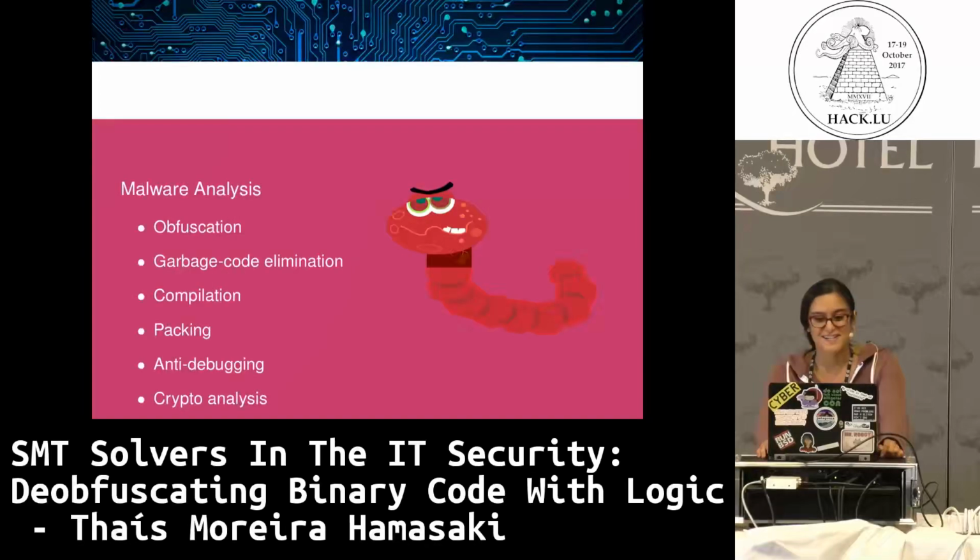And then we are in the part that I most like, malware analysis. I use SMT solvers for all of this, but today I'm talking about the first one and the second one.